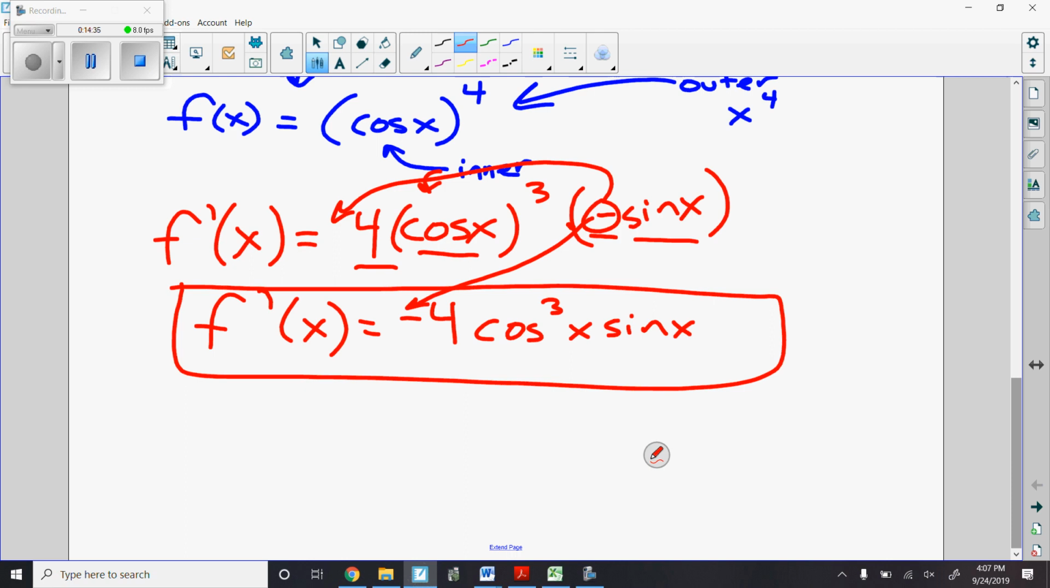Good. Let's take a look at another one. Here's another example.